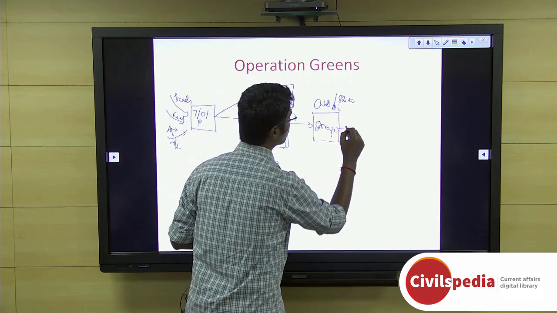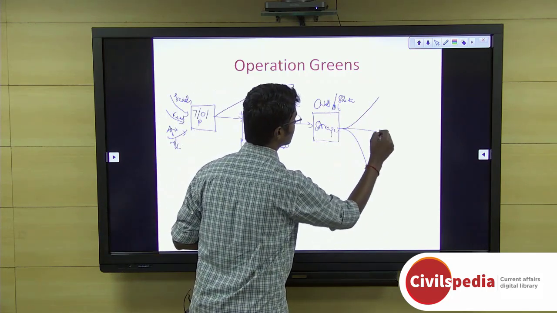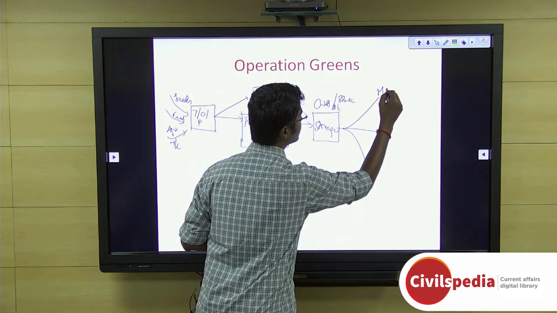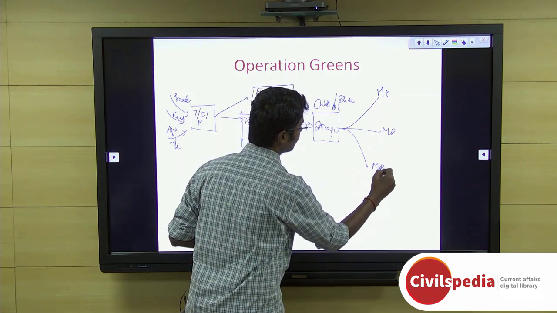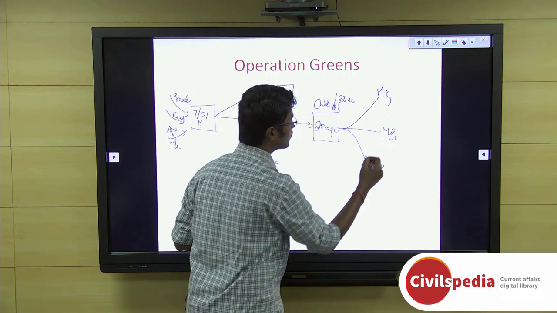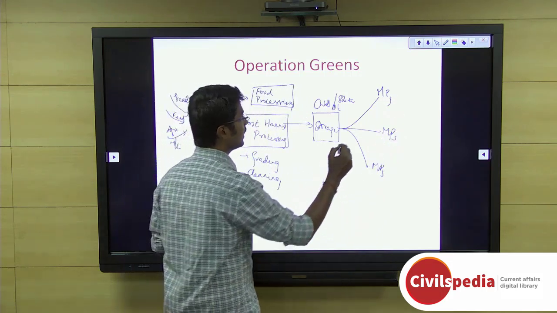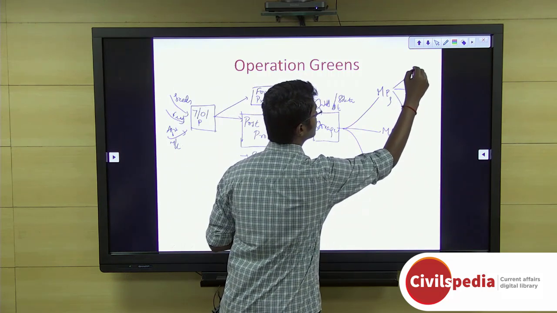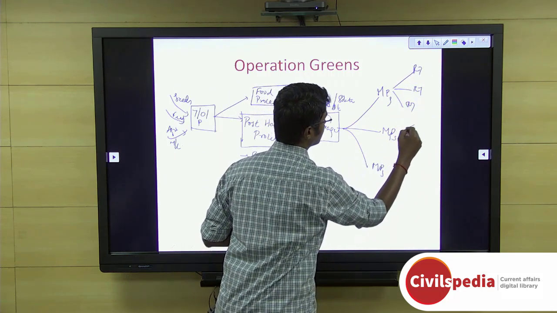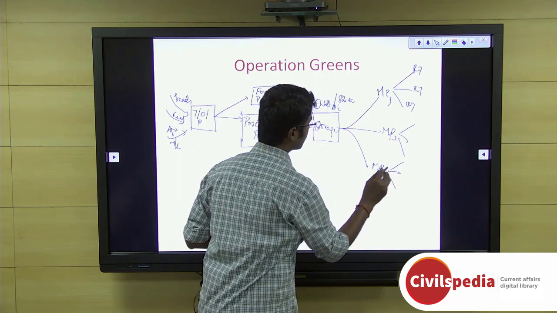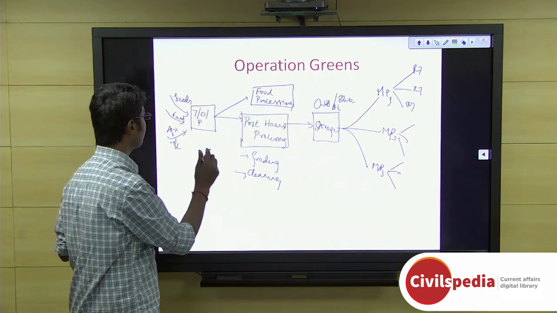From these, it goes to marketable points, the marketing points. I'm just putting it as MP here, marketing points. From the marketing points, it can be rural, semi-urban or urban. It goes to retailing shops, retail shops. So this is the supply chain, okay?